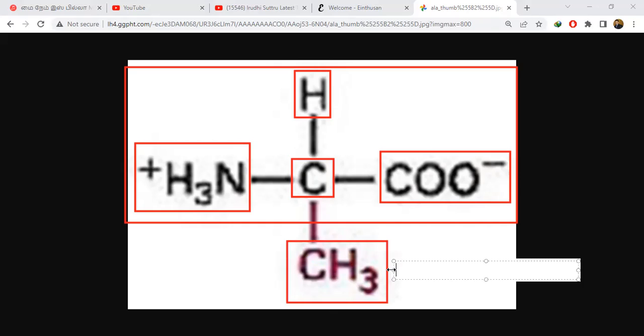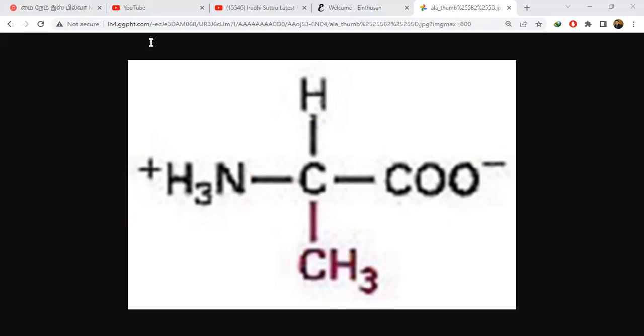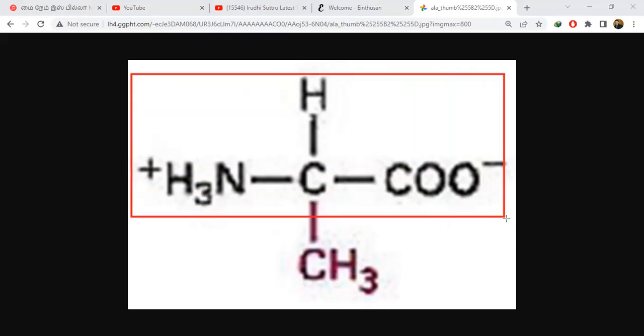Here, this component is the side chain. What is the side chain here? CH3. So for every amino acid, there will be a different side chain. In all the amino acids, the backbone will be the same. Understood?